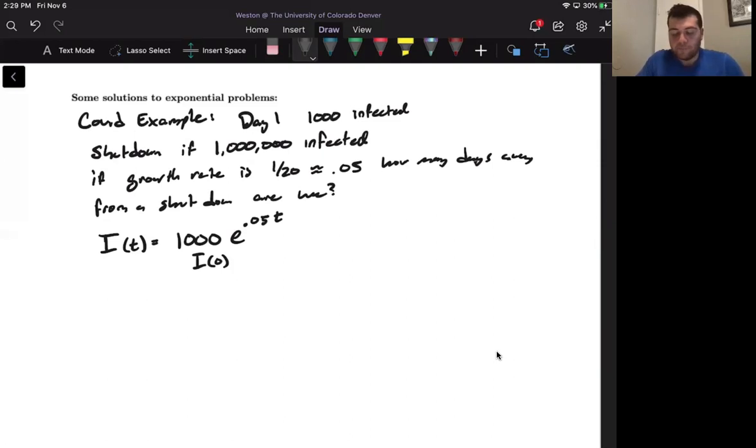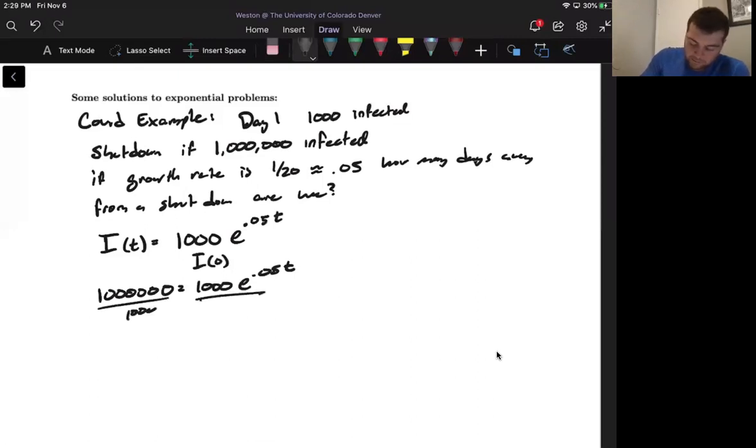All right, so now we just want to solve this problem. So we're trying to find T when we have 1,000,000 on the left equals 1,000 e to the 0.05t. We're going to start with our usual steps of solving problems, which is, we're just going to clear out this 1,000. All right, so nothing new so far. And now that simplifies to 1,000 equals e to the 0.05t.